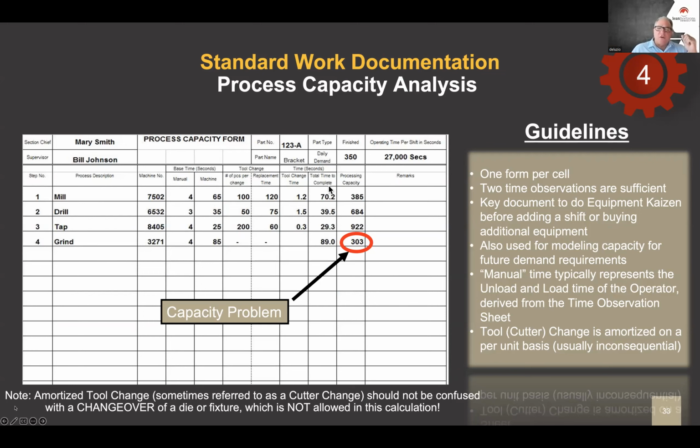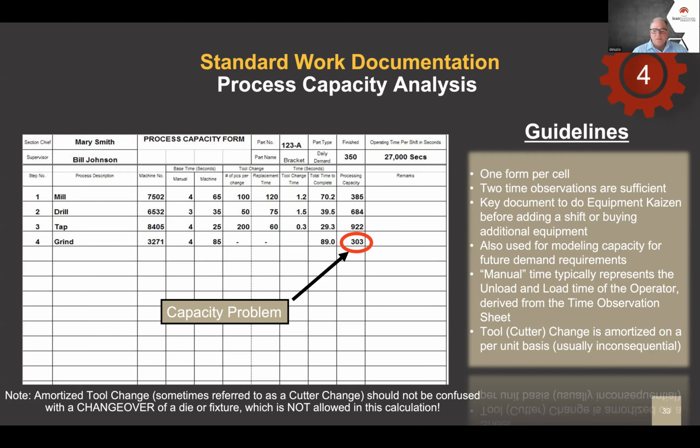And then I've got the total time to complete. And when I divide that time into my available time, 27,000 seconds, this is the amount of volume that I'm able to produce on each, if I were to just produce on one piece of equipment. Well, you see that our demand is 350 units. This equipment is only capable of 303 units.